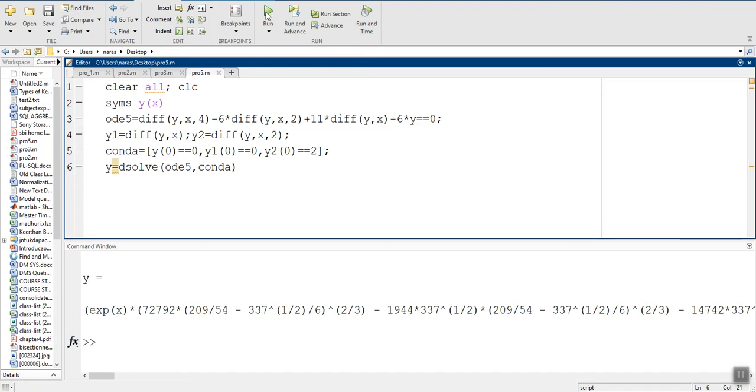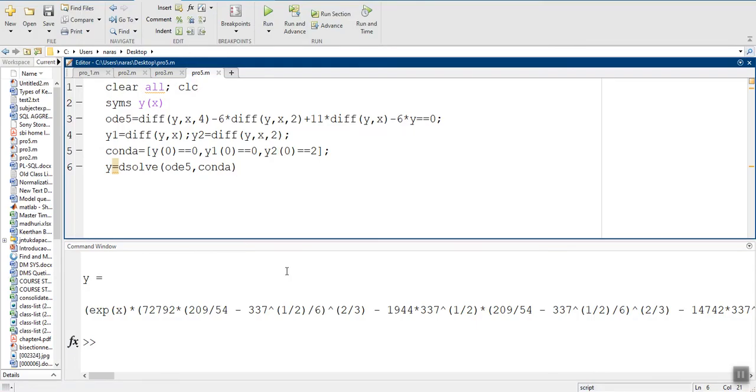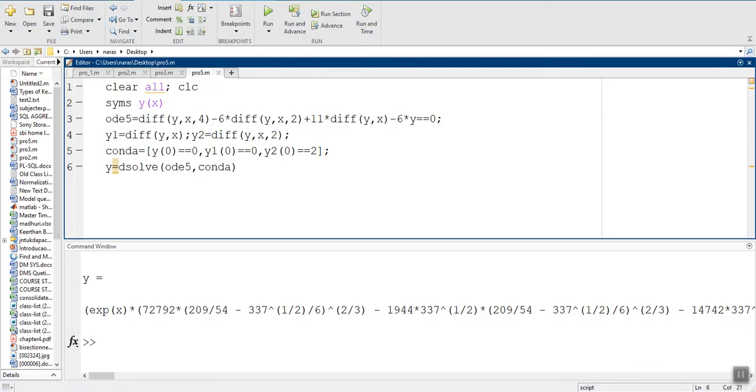Okay, directly you will get the solution. Whatever it may be, you will get the corresponding solution. Minus 6, 11, minus 6. Okay, I will check it. Condition, what is the condition? Y double dash is 2. Okay, fine.